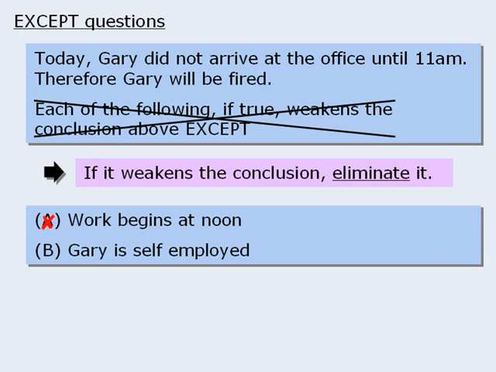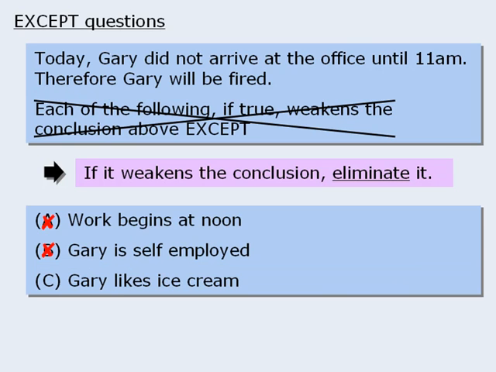Answer choice B, Gary is self-employed. Does this weaken the conclusion? Yes, it does, so eliminate it. Answer choice C, Gary likes ice cream. Does this weaken the conclusion? Nope, so we cannot eliminate it. Once we have checked all of the answer choices, we'll see that since C does not weaken the conclusion, it will be the correct answer.